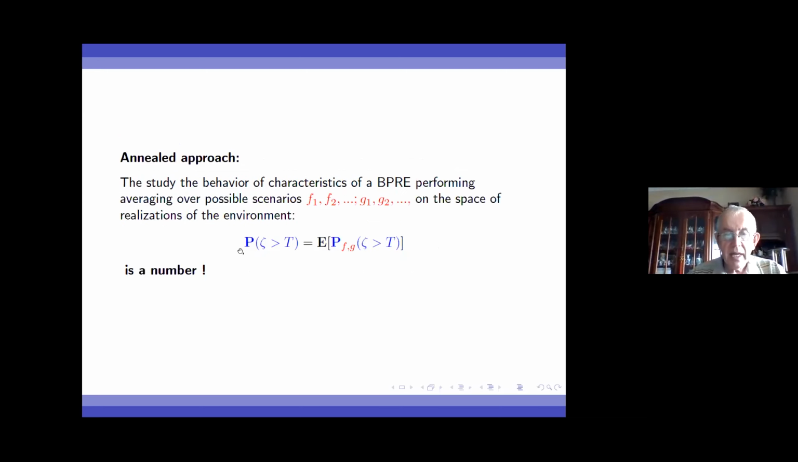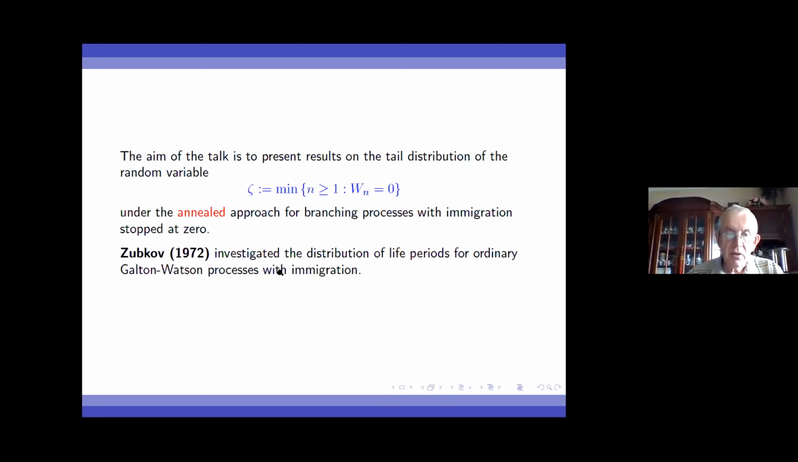And the annealed approach is the study of the behavior of characteristics of a branching process, performing averaging over all possible scenarios on the space of realizations of the environment. So we consider all possible scenarios. There is some probability measure on these scenarios, and then we take expectations to calculate this probability, for instance, to have a life period greater than t, and then we make averaging. In this case, this will be a number. And it is this case we would like to study in my talk.